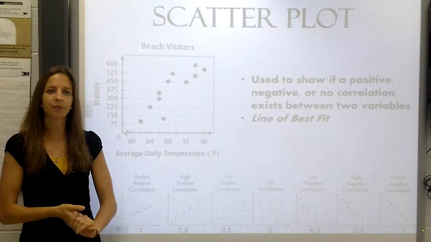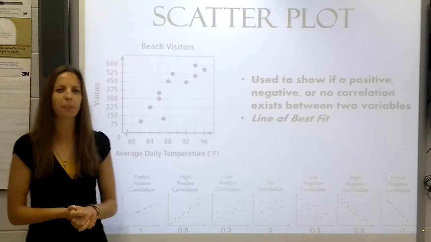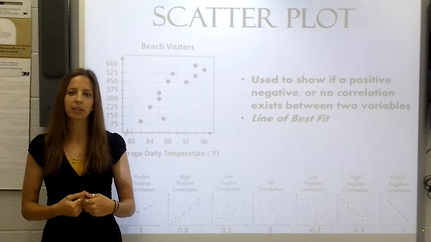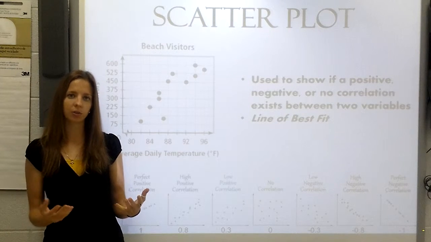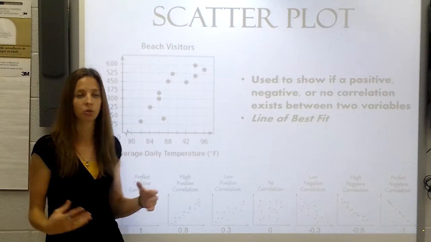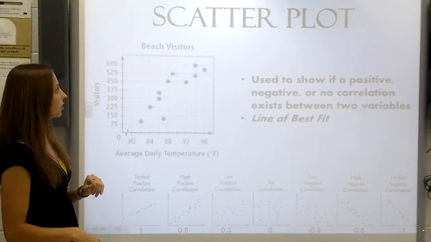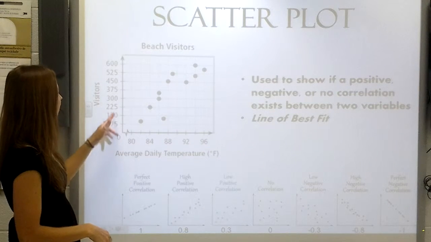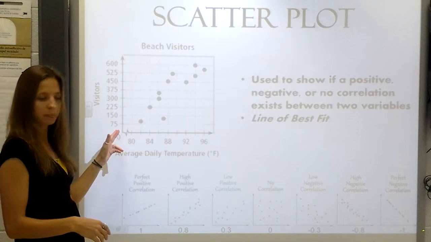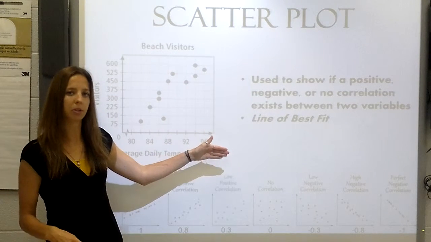The final graph that we're going to look at is called a scatter plot, and this is used for bivariate data. So basically you need to have 2 values and you're determining if there is a correlation between those 2 values. So in this example, we're looking at beach visitors. And we have the number of visitors that go to the beach, and we also have the average daily temperature.